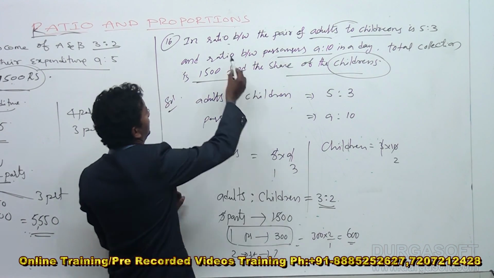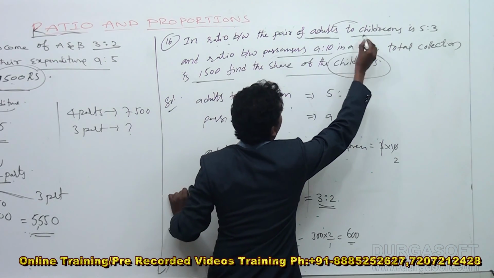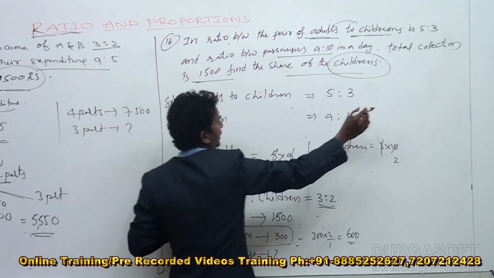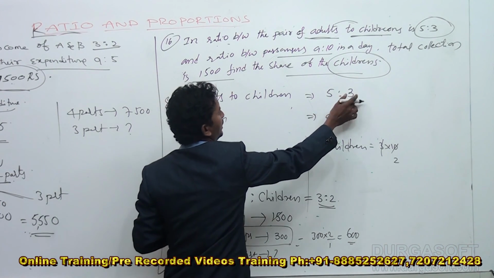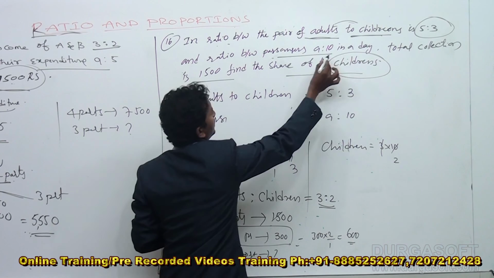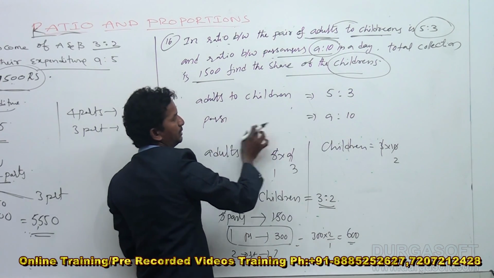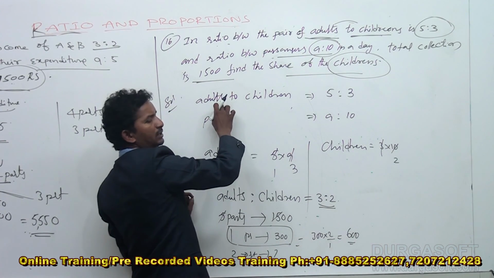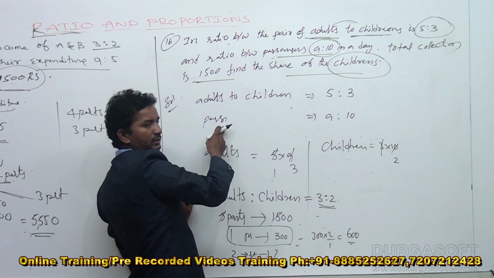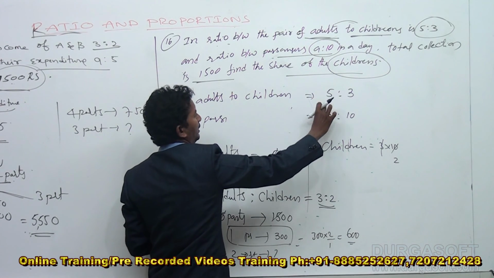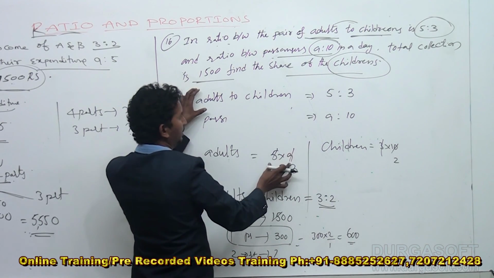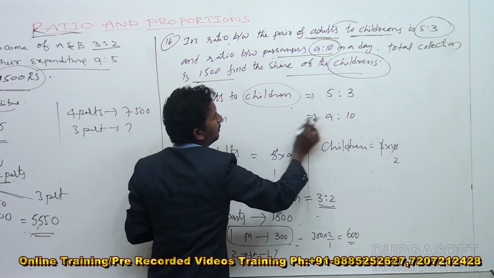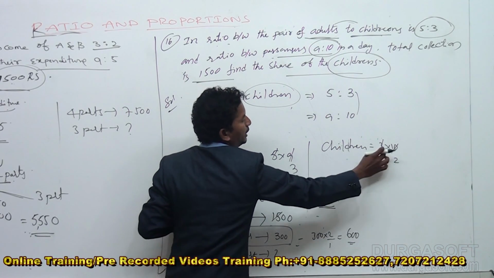So this is the ratio between adults and children, 5:3. The ratio is given 5:3. I am taking adults and children 5:3, and the ratio of passengers 9:10. I am taking the passengers 9:10. Not only adults' passengers are there, children's passengers are also there. Now both are multiplied. 5 nines are 45, I am taking the adults. 5 nines are 45. I am taking the children's part, 3 into 10.